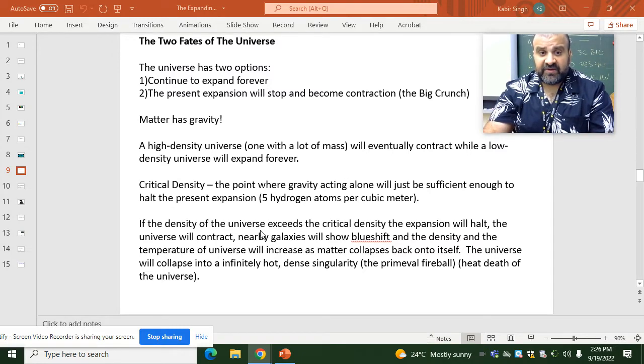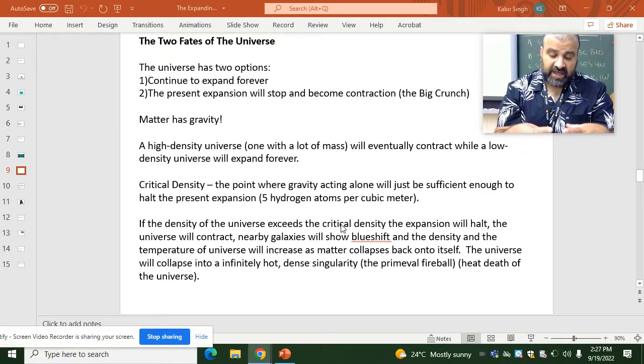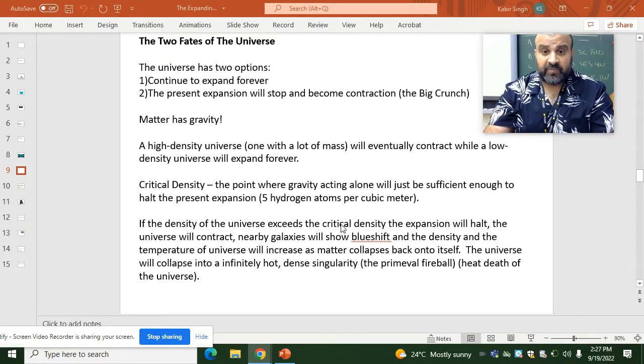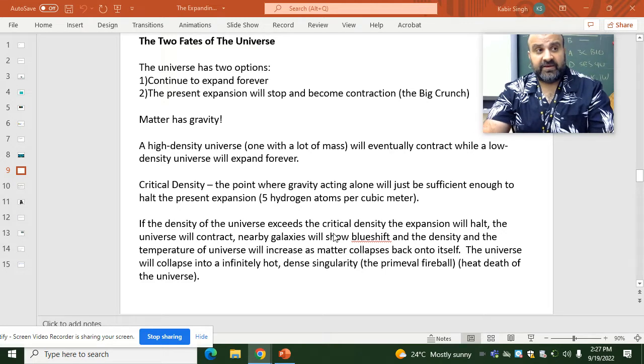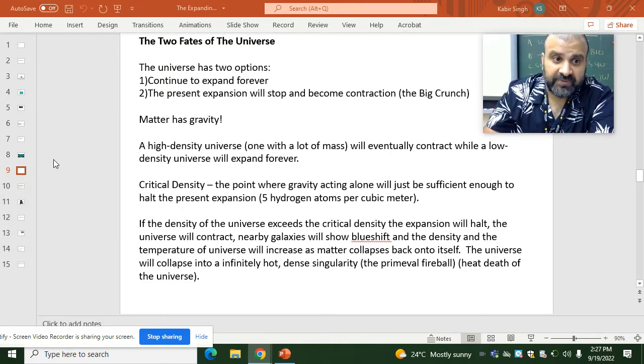If the density of the universe exceeds what we calculated to be critical density, expansion will halt. We'll have the big crunch, and all the galaxies will come towards us. The universe will collapse and crunch and form the primeval fireball, and then the universe is annihilated, and it will all, hopefully, restart again. But we'd be long gone.